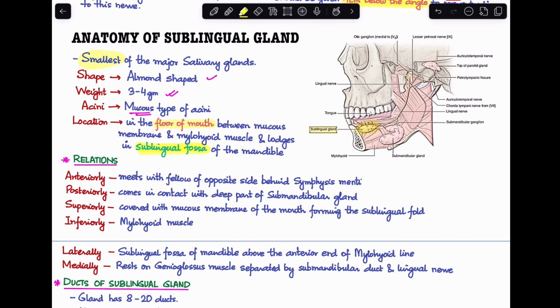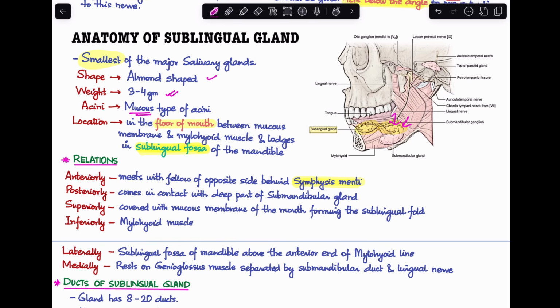Next, let's talk about what are the relations of this gland. So, anteriorly, it meets with the sublingual gland of the opposite side behind the symphysis menti. Posteriorly, it comes in contact with the deep part of the gland. You can see over here, this is the deep part of the submandibular gland that it comes in contact with.